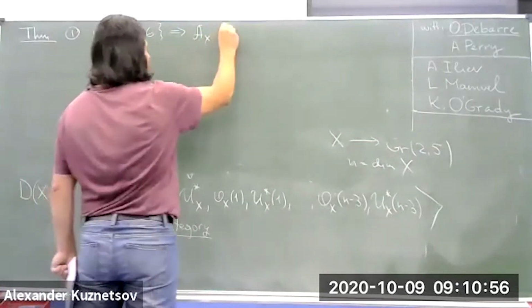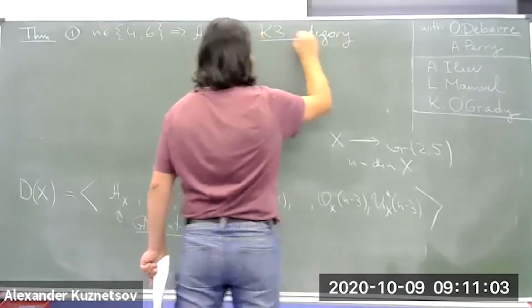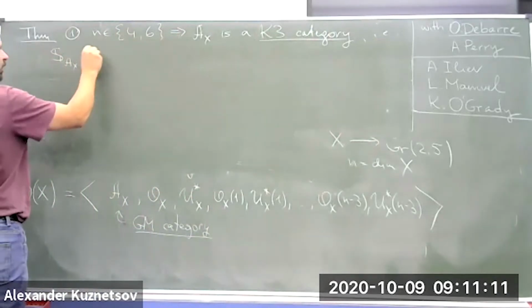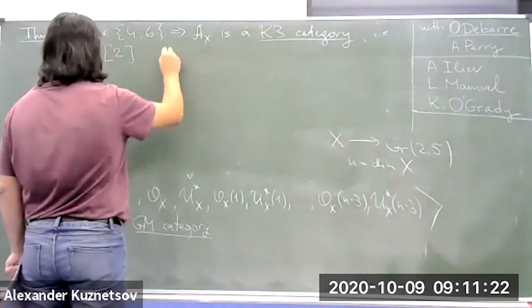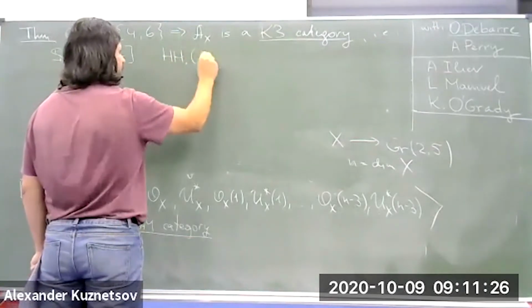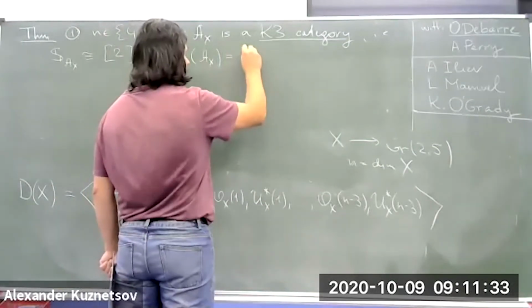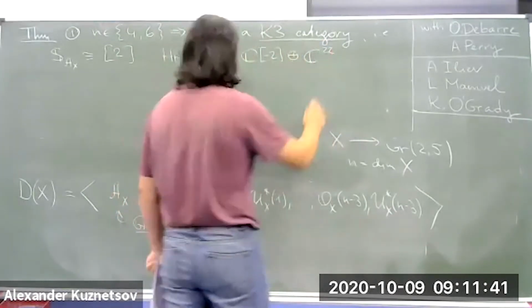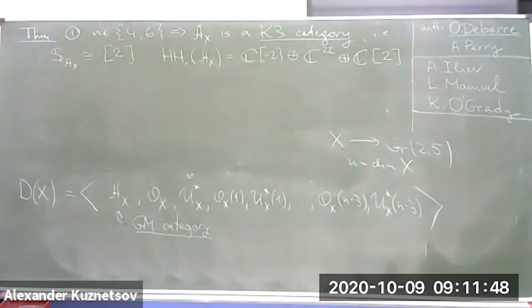AX is a K3 category, which means that its Serre functor is isomorphic to the shift by 2, by the same property that the K3 category of a cubic fourfold enjoys. So this is the first thing that you can check, and the second thing is that the Hochschild homology of AX also looks like that of a K3 surface. So you have a one dimensional space in degree 2 and minus 2, and then a two dimensional space in degree 0. So it looks exactly like the Hochschild homology of a K3 surface.